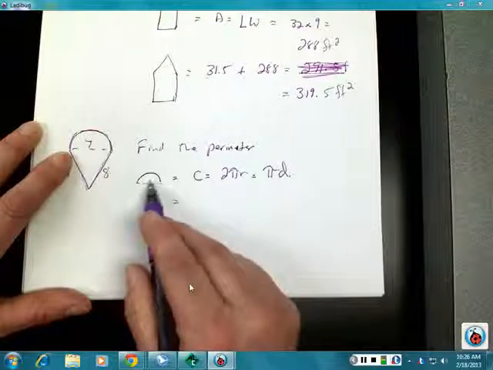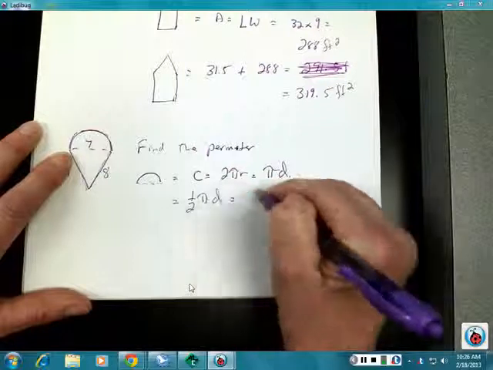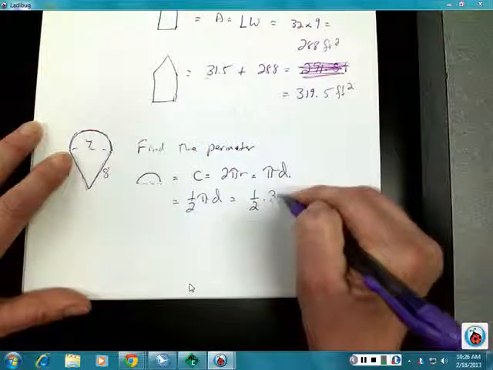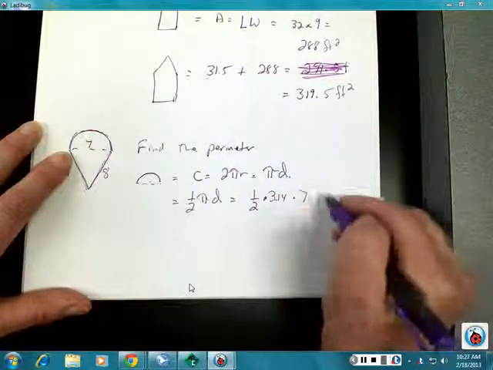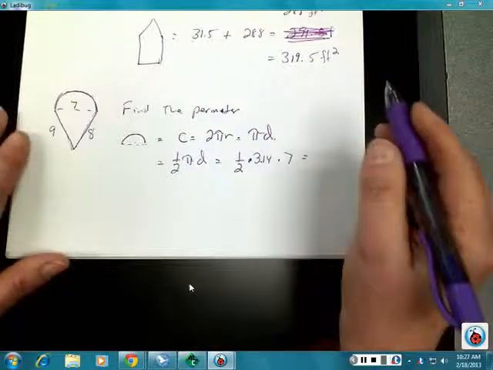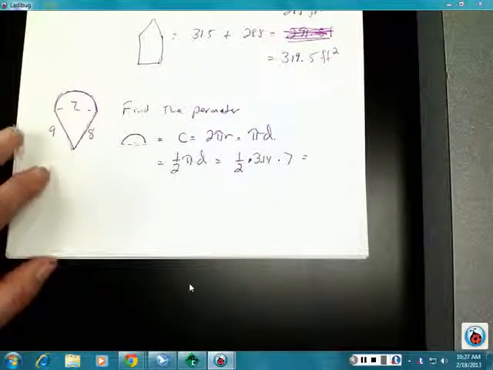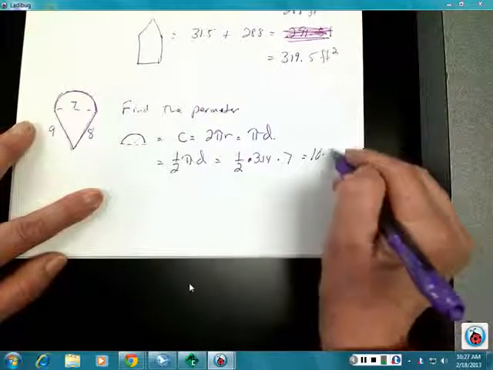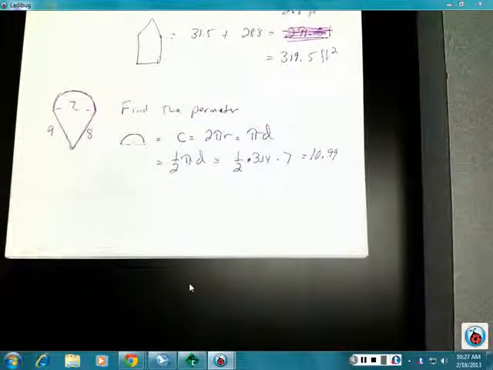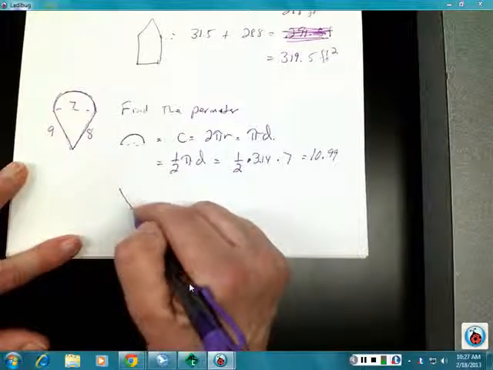But I want half of it, because this is the whole amount. So really I want 1/2 pi times the diameter, or 1/2 times 3.14 times 7. And what does that equal? 3.14 times 7, divide by 2. 10.99. That's what you got? Okay, you rounded it off. So that is the half circle, but then I've got this piece.